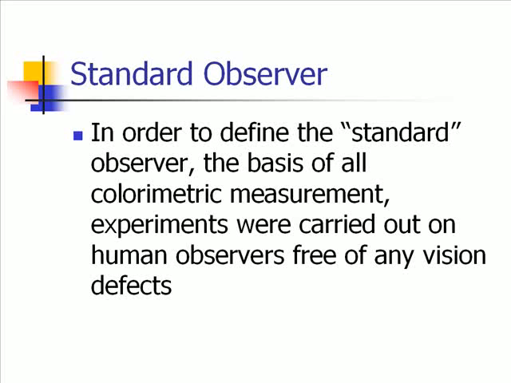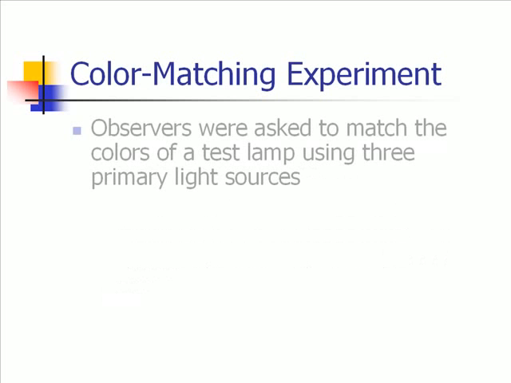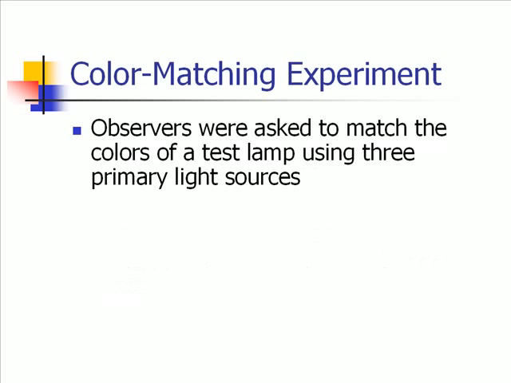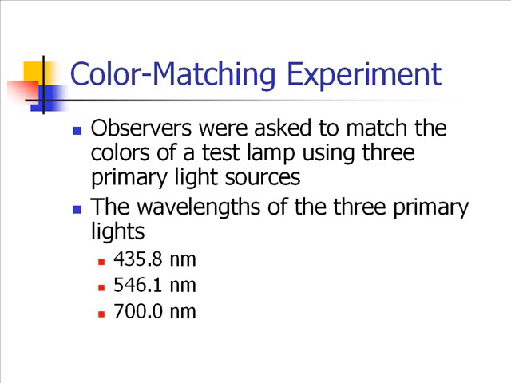That doesn't mean they were great at discerning color. They were just non-deficient. And they did an experiment, and this experiment is outlined in your book. So the observers were asked to match the colors of a test lamp using 3 primary light sources. So they basically had one light or lamp that they were looking at, and then they had 3 other lamps that they could mix together at differing amounts to get it to match. So this was all based on colored lights, again. Not pigments, not other things, but colored lights, so it was an additive mixing experiment.